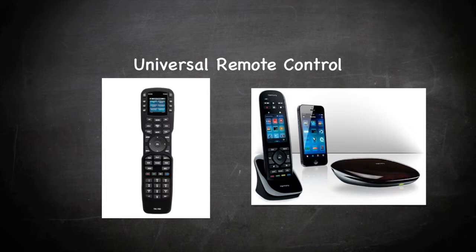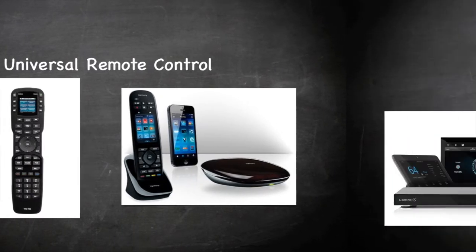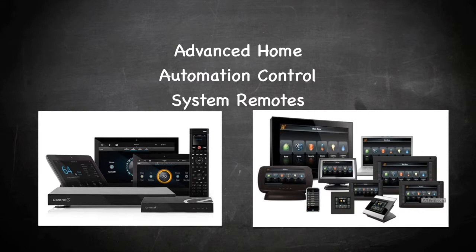When you want to sit down and watch a movie, this remote can turn on the TV, set it to the correct input, turn on the receiver, set that to the correct input, and turn on and control the DVD player. Instead of using multiple remotes, you can control it all from this one remote. Taking it one step further, there are advanced home automation control system remotes. These can handle all of the devices in your entire home, including your security system, blinds, and sound system. These types of systems also have apps, so you can control everything from your phone or iPad as well.